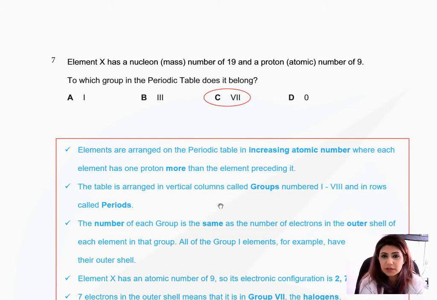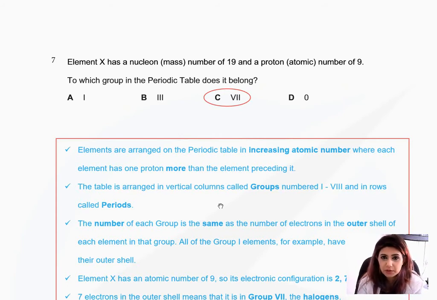So if I want to know what element it's talking about, I look at 9, the smallest number, in the periodic table, and that will be fluorine. So it's actually talking about fluorine right now. Hence, where's fluorine? If you have your periodic table, you see that fluorine is in group 7. So that will be easy to figure out.